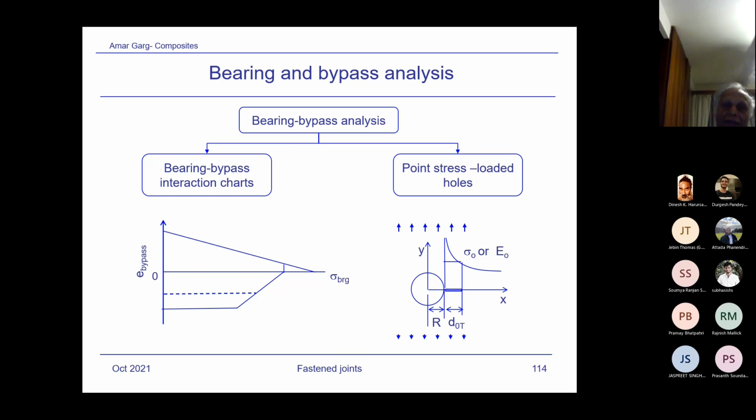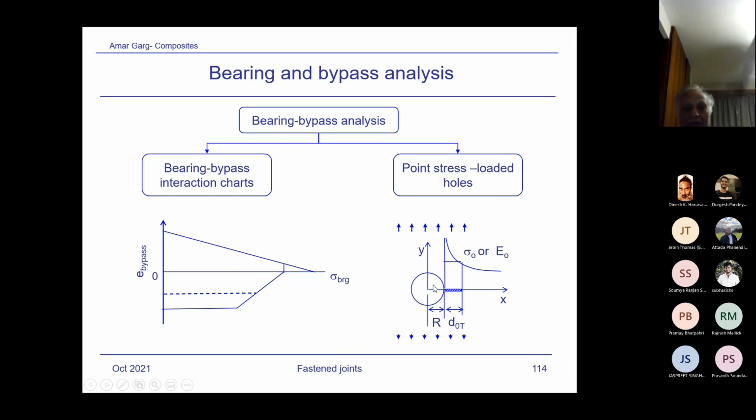Okay, now bearing and bypass analysis. When we are doing it, there are two methods available for bearing bypass analysis. One is using the interaction charts, and I'll explain in the next slide what the interaction chart means. And another is the point stress criteria.